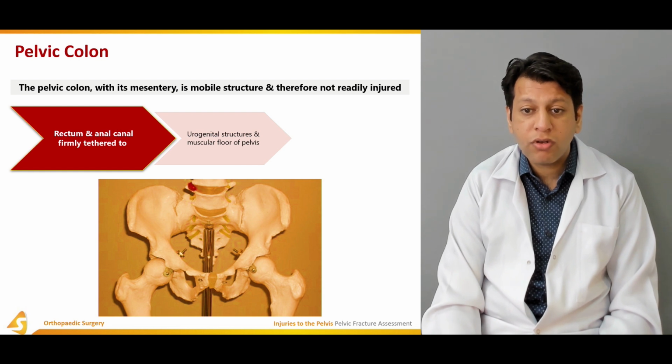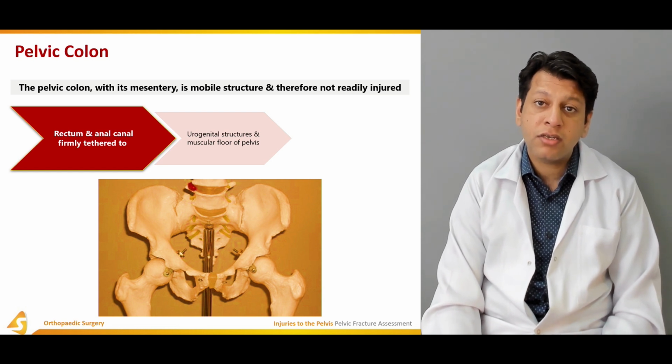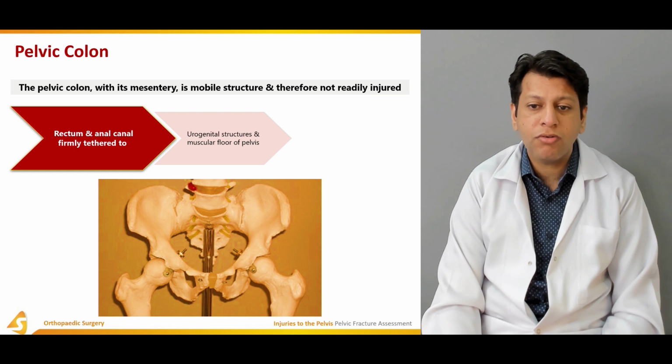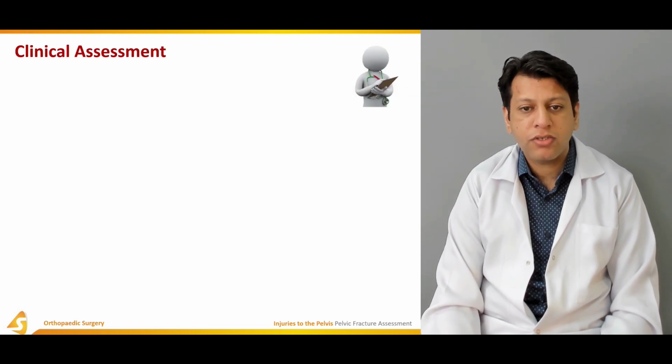Urogenital structures and muscular folds of the pelvis may be damaged. Why? Because they are relatively more mobile, and especially in high energy acceleration and deceleration injuries, this may lead to damage to the membranous urethra, especially in pelvic fractures.